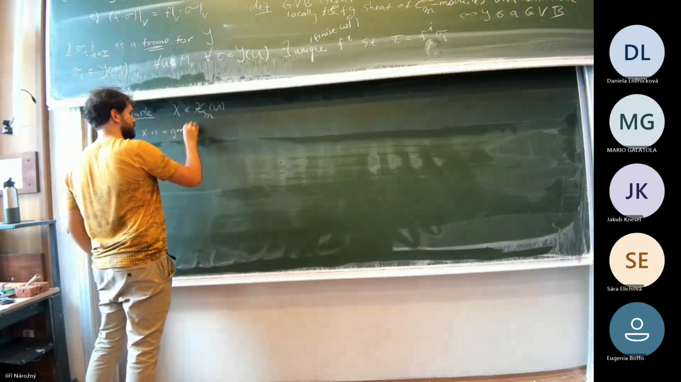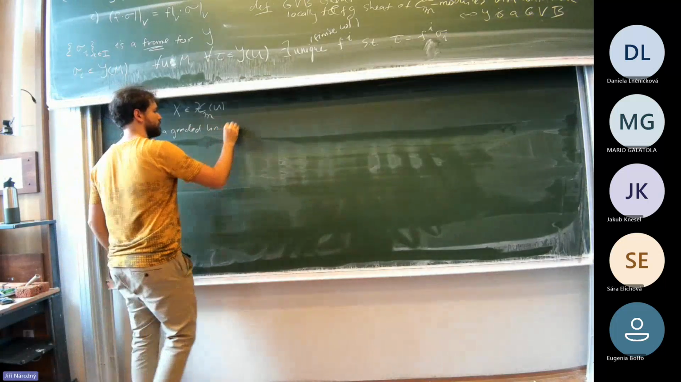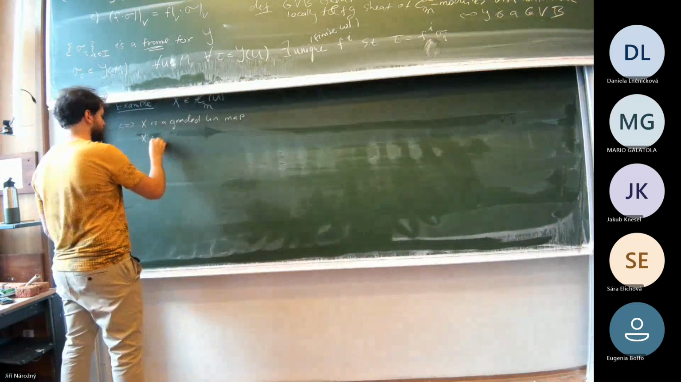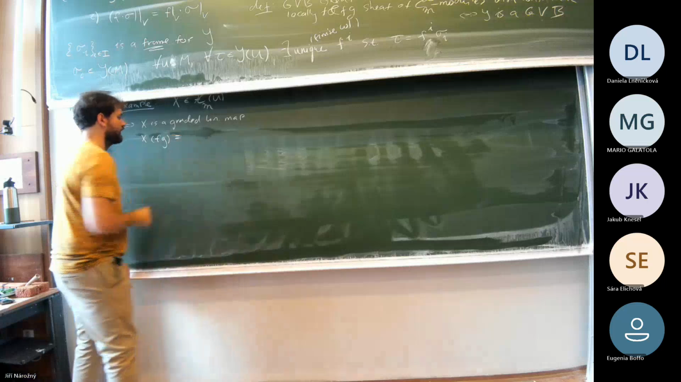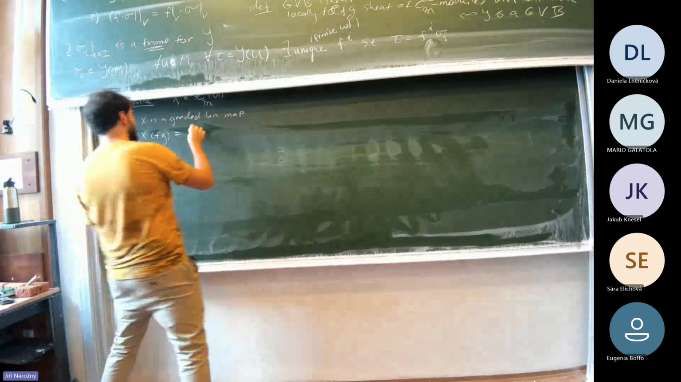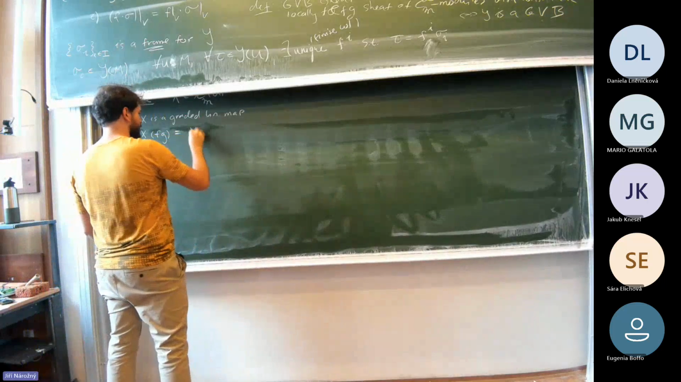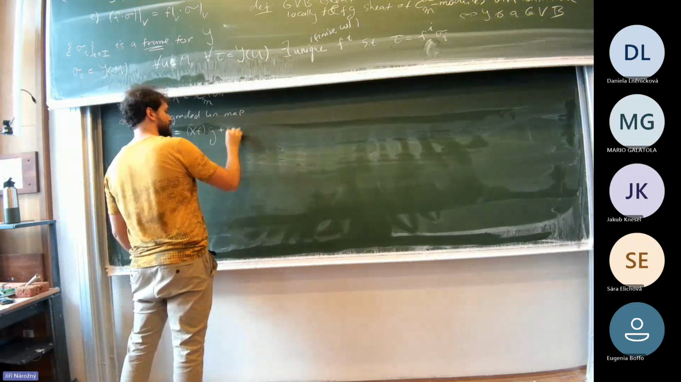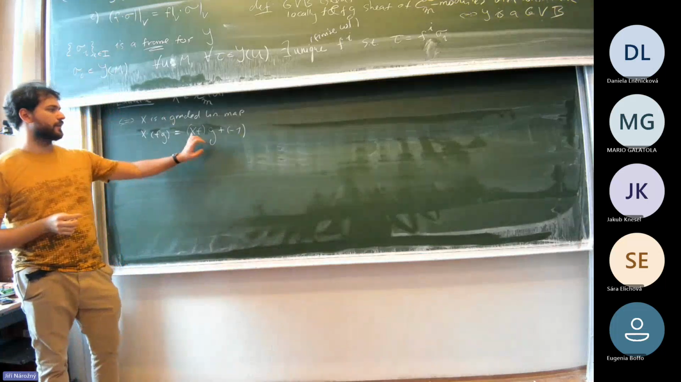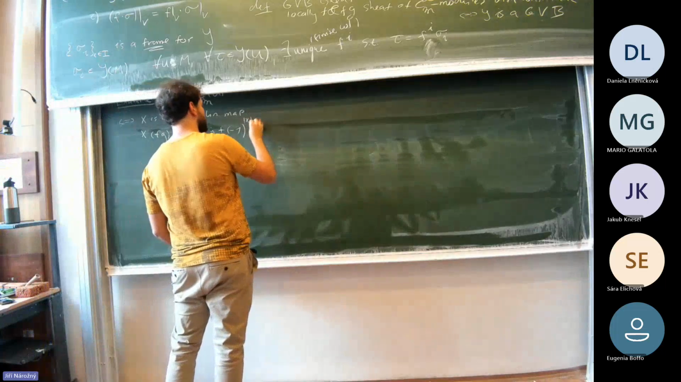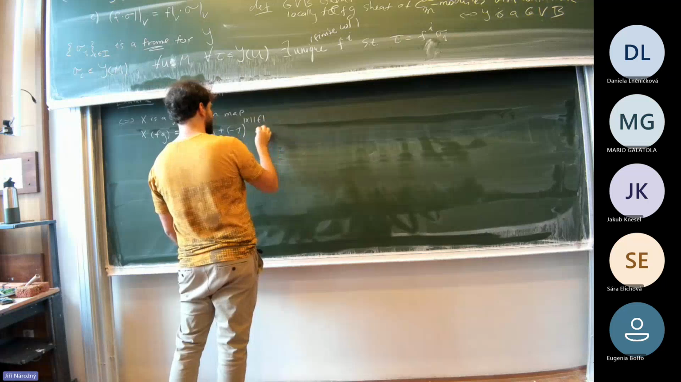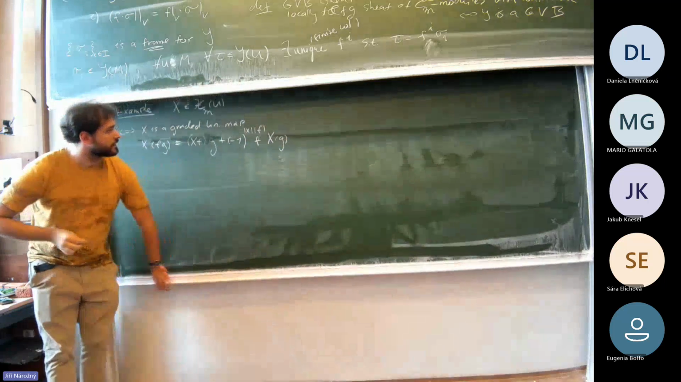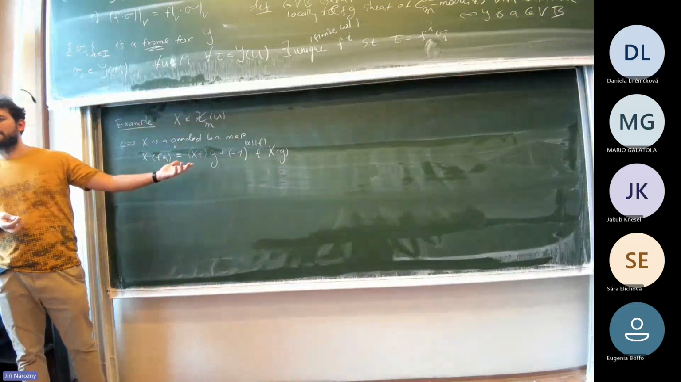X is a graded linear map such that it satisfies the usual graded version of the Leibniz rule. X moves to F times G, and then there's a plus, there's the sign factor. If we move X past F, the sign we need to get here is the degree of X times the degree of F. So we can define vector fields algebraically.